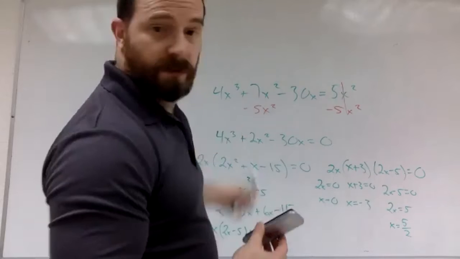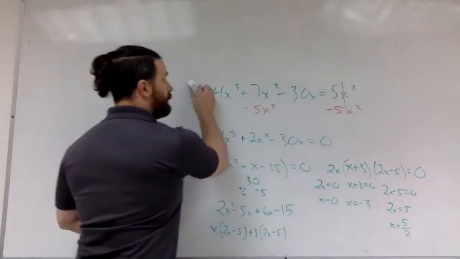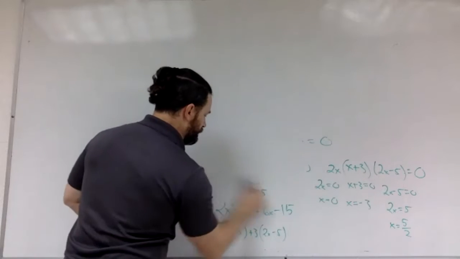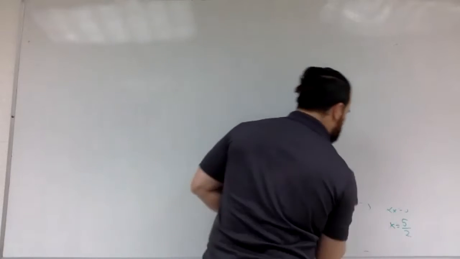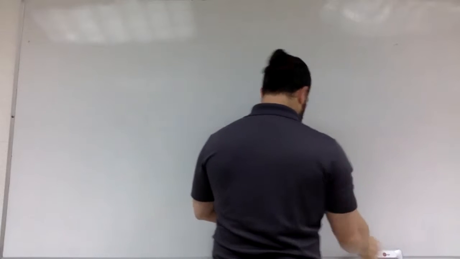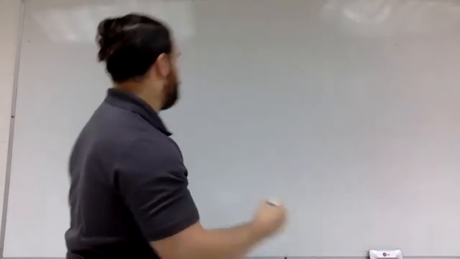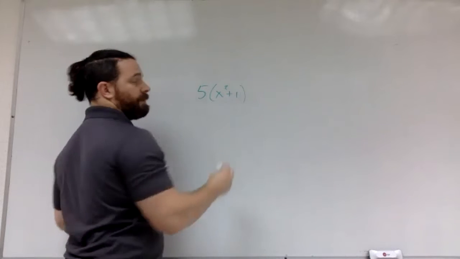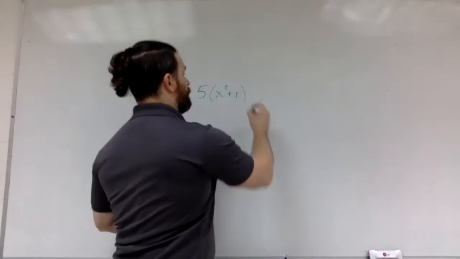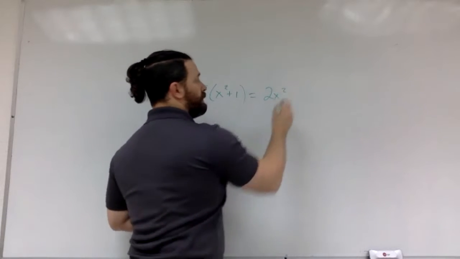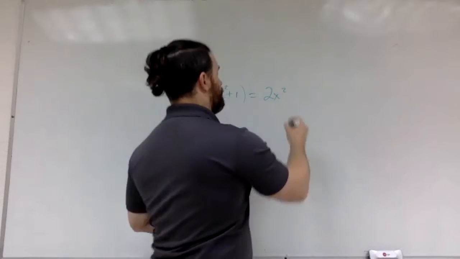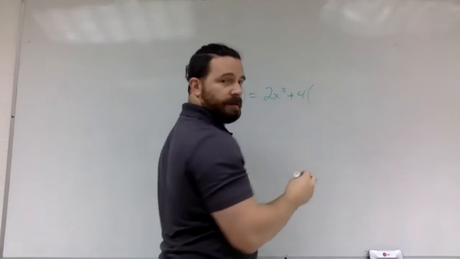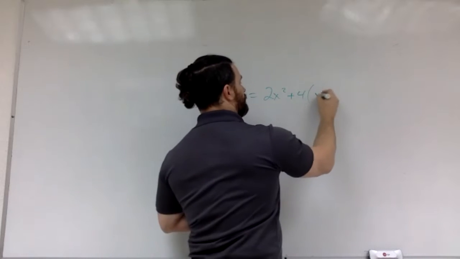Let's see, that was number 4. Moving on to number 4. So number 4, we have 5 times x squared plus 1 equal to 2x squared plus 4 times x plus 2.